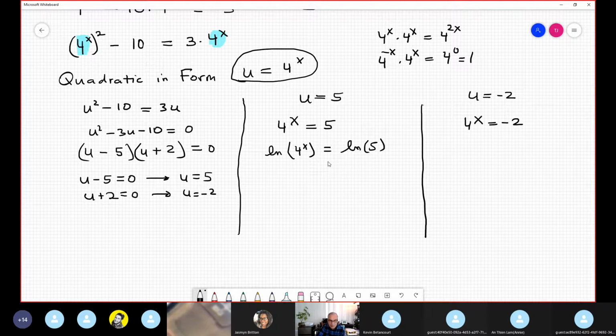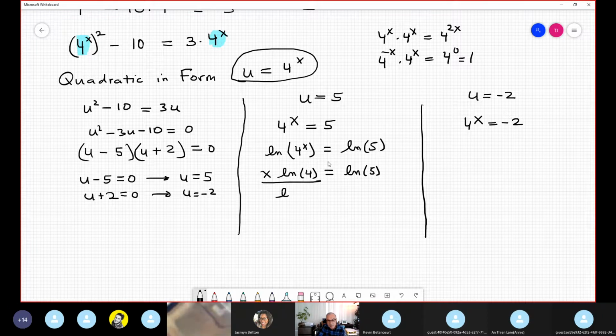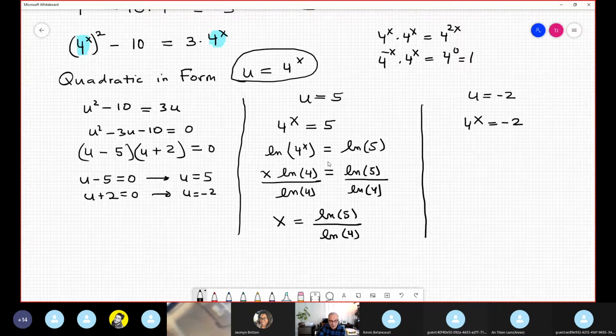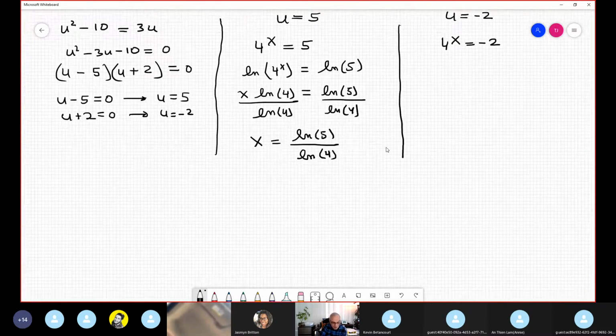One more time, you apply the property 7 to allow me to put the exponent in the front. And finally, divide by ln 4 on both sides. Okay, I did that. Now x is equal to the natural logarithm of 5 divided by the natural logarithm of 4. As always happens, this logarithm, guys, is an irrational number. I asked you for the exact answer. This is the exact answer.